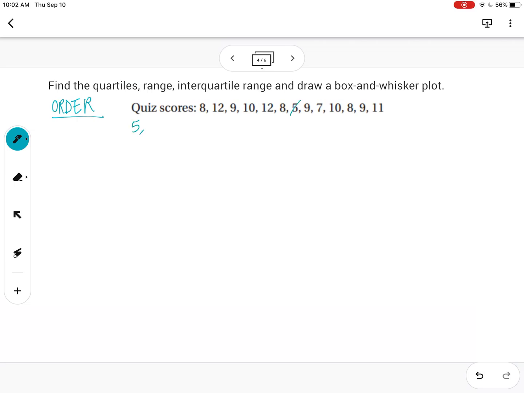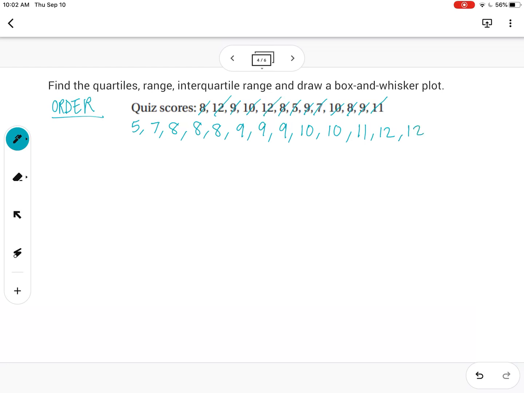So we're going to start off with 5. I believe that's the lowest. I see 7. I see 8. I see another 8. And another 8. 9, 9, 9, 10, 11, 12, 12, and did I get them all?